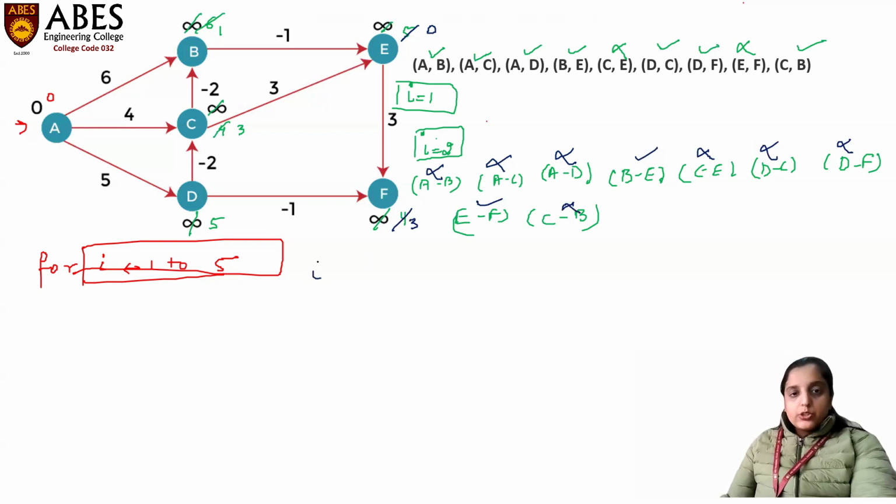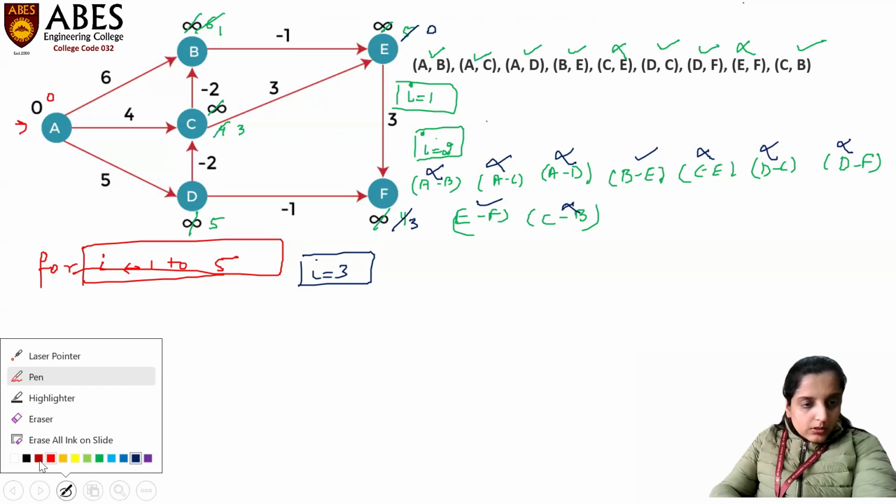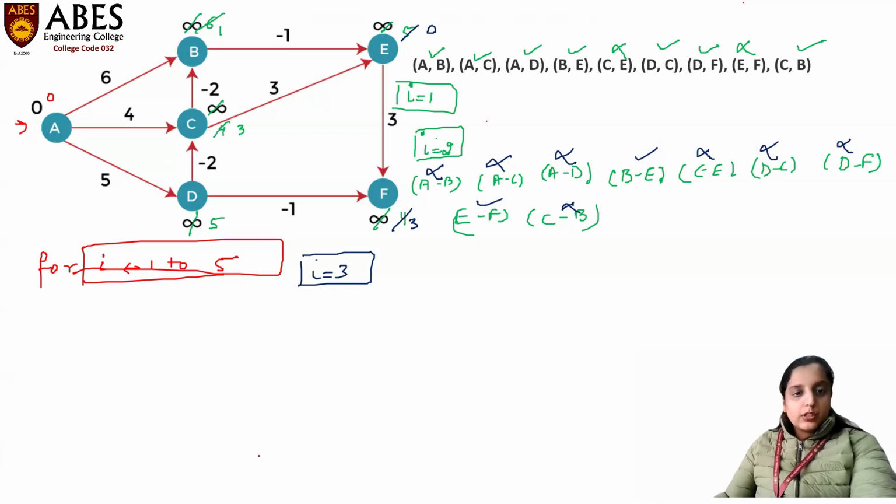Now again, we're going to iterate the loop, I equals to 3. Again, we'll write all the edges. Let me write. Let me take a different pen. So again, I will write all the edges. I'll write here A, B. Now, in the later steps, minimal updations will be there.